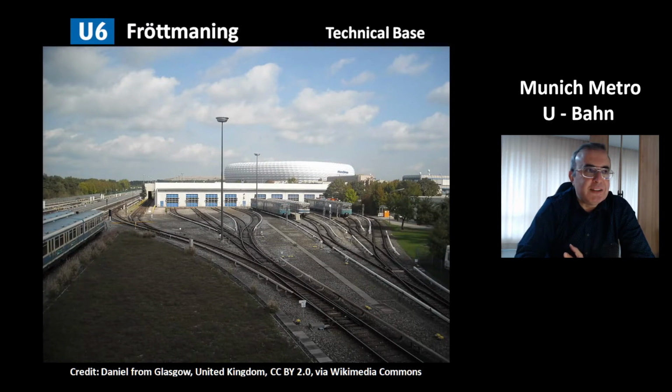This picture shows you the technical base of the Metro München. That's located next to the station Fröttmanning in the north of the blue line U6. In the background you can see this round building. That's the stadium of the soccer club FC Bayern München. That's also near this station.